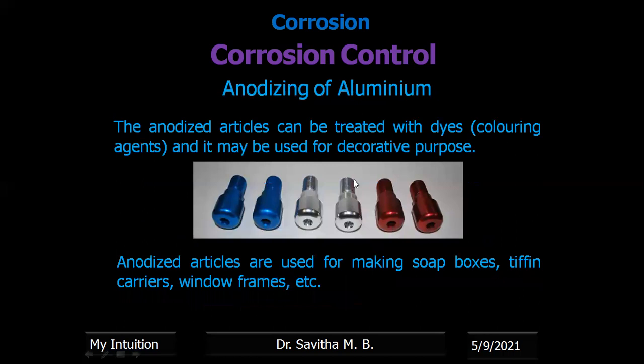Right, these are some of the examples of anodized aluminium. Suppose you want an aluminium article to be colored, then the anodized article can be treated with dyes so that it gives a colorful output. You can see anodized articles like soap boxes, tiffin carriers, window frames, etc. These are some of the examples of anodized aluminium.